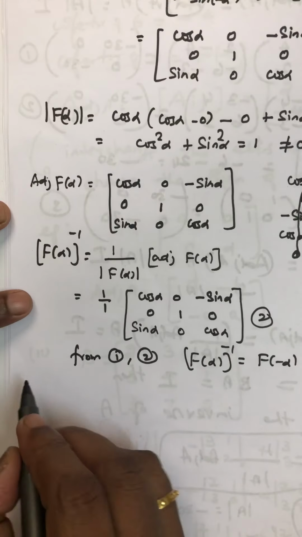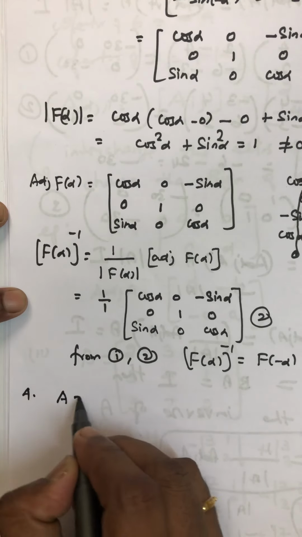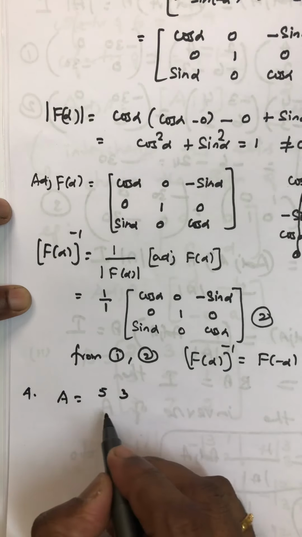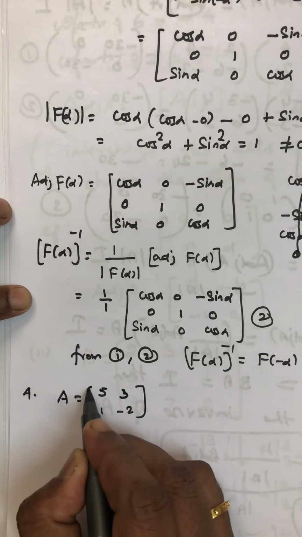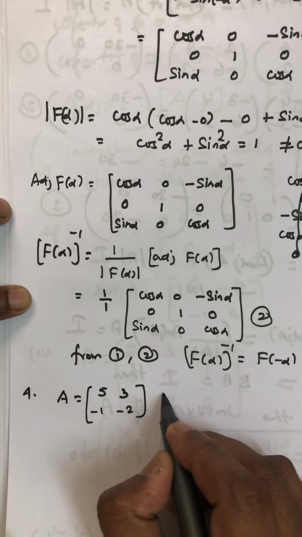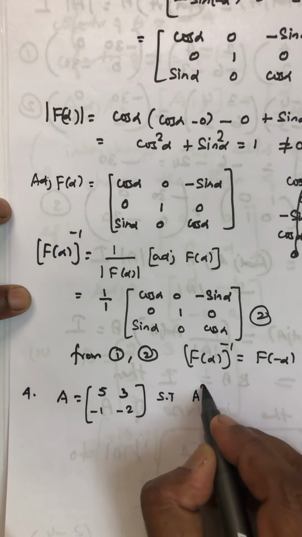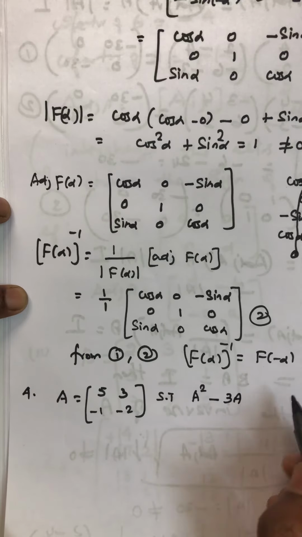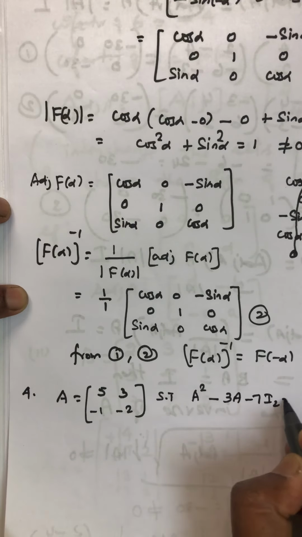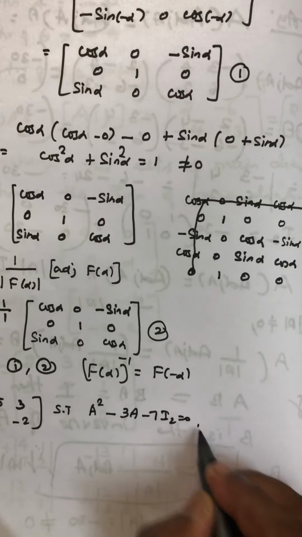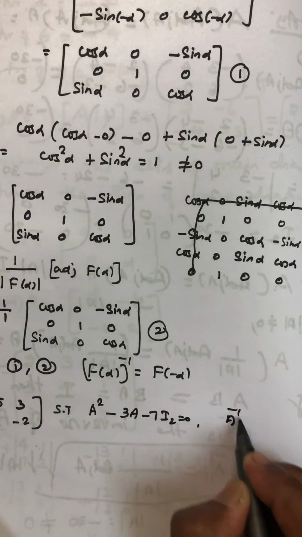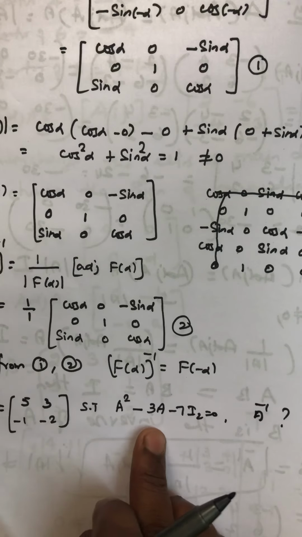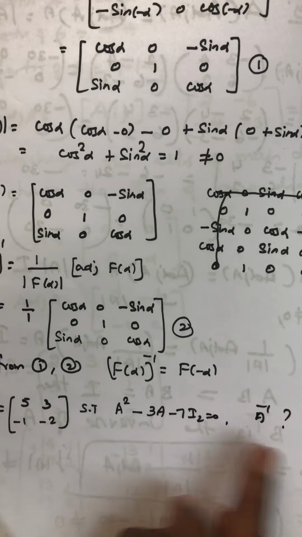Now look at sum number 4. It is given A matrix, 5 3, minus 1 minus 2. Matrix A is given. We have to show that A square minus 3A minus 7I2 equal to 0 and hence find A inverse. So first of all you have to prove this answer. Then from this you have to find out A inverse. Okay, so 2 steps here.